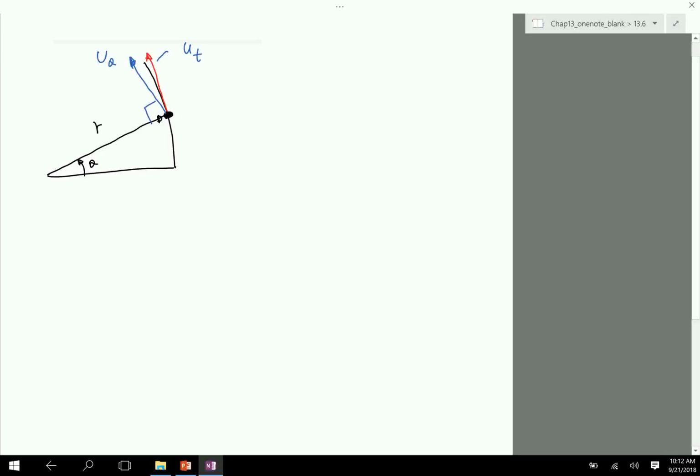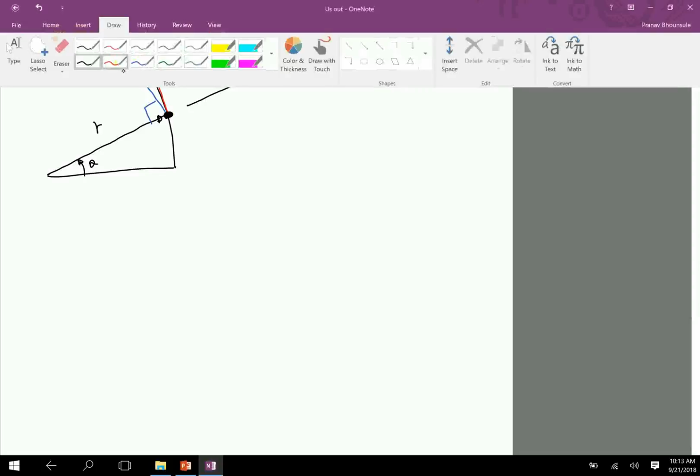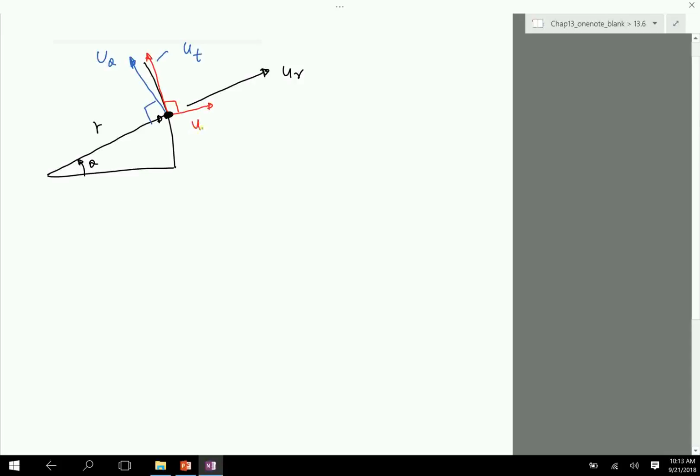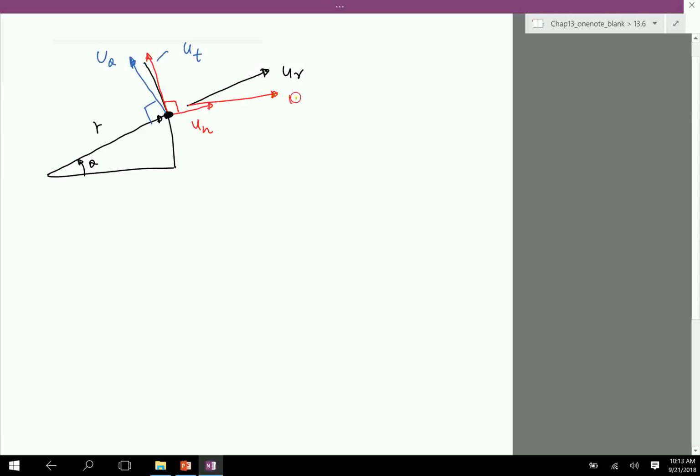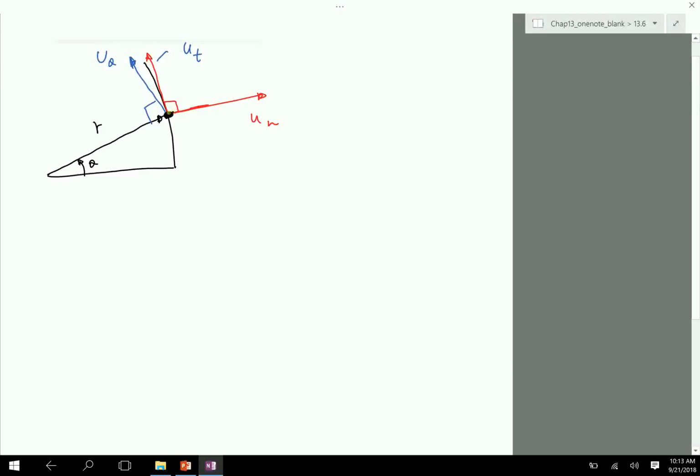So what we do is we can actually find how this relates. We extend this, this is the U_r direction, and then U_n is going to be normal to U_t. This is U_n. And then if we draw U_r like this, this is psi, and there's a formula for psi.